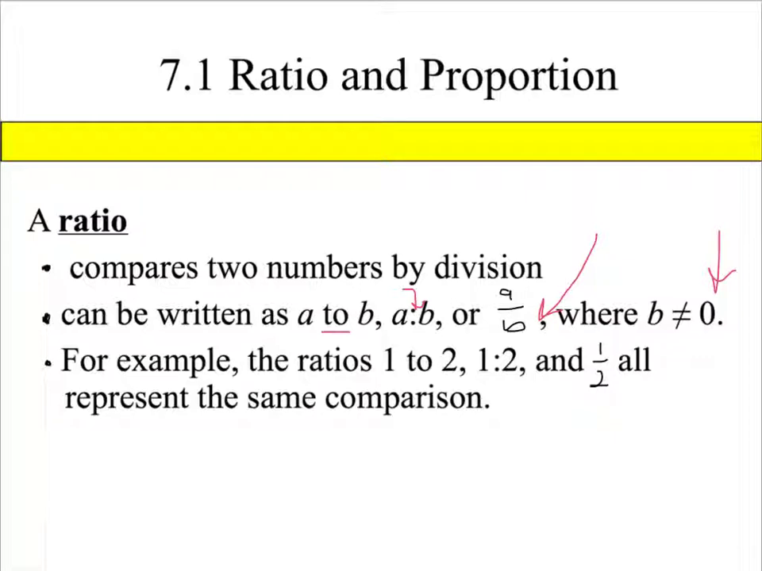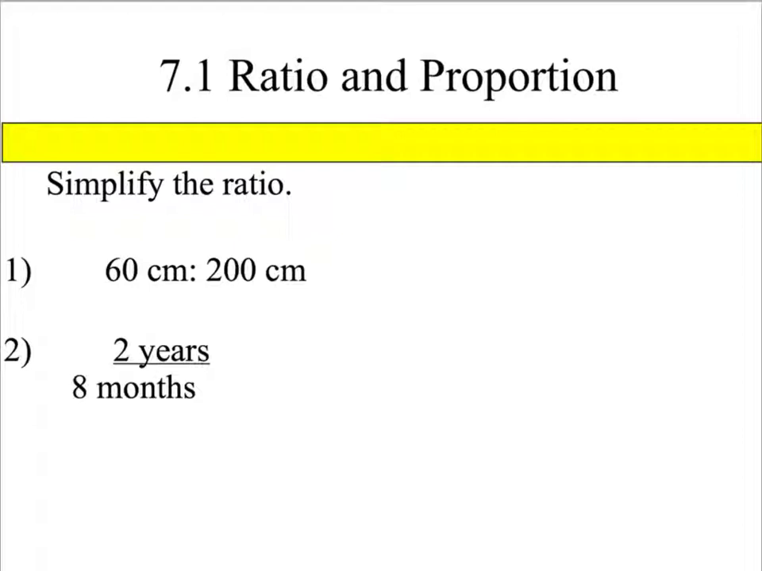It's impossible. Okay? So the ratio 1 to 2 can be written with the word, 1 to 2. It can be written with 1 colon 2, which also signifies 1 to 2. And then also 1/2 would be the same comparison. Okay? So we're going to compare a few ratios. And remember, ratios are going to be written in simplest form. So I want you to write these next few ratios in simplest form. So simplify the ratio for 1 and 2.